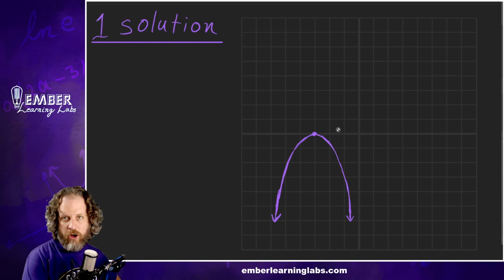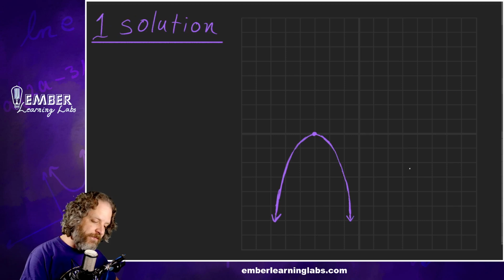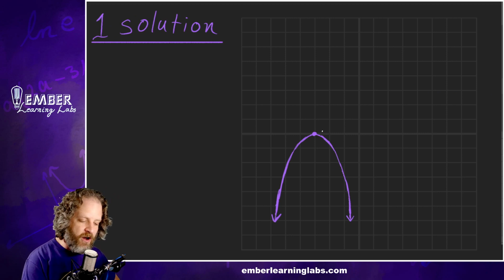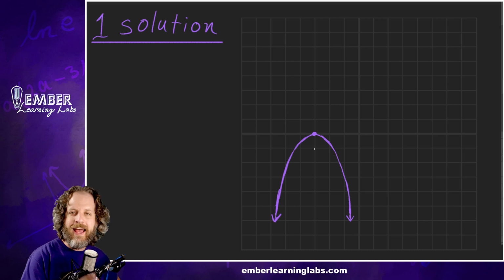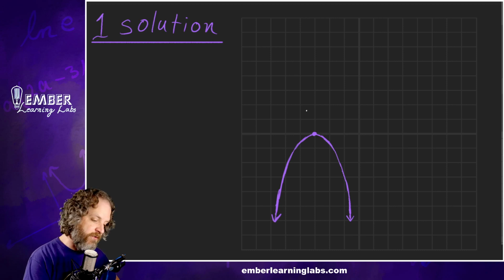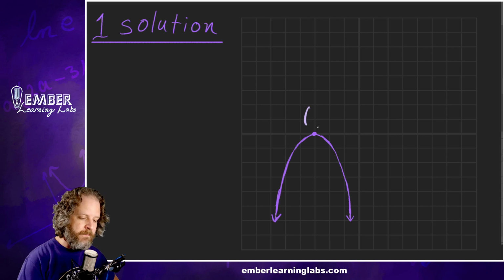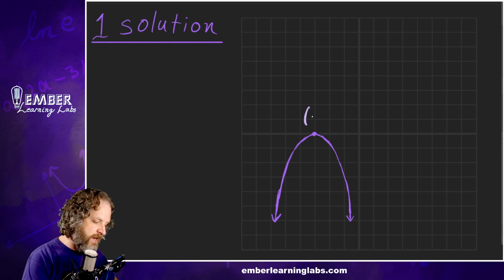We have one more option, and that is one solution. So it could also be opening up. And that is if the vertex lies on the x-axis, then that equation has one and only one solution. So for example, this one here, the solution to this quadratic equation would be (-3, 0). It doesn't have two solutions.